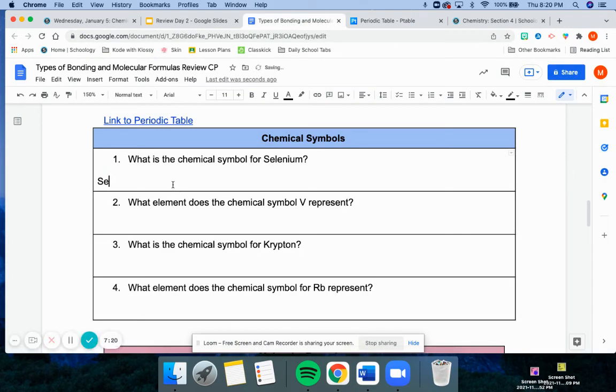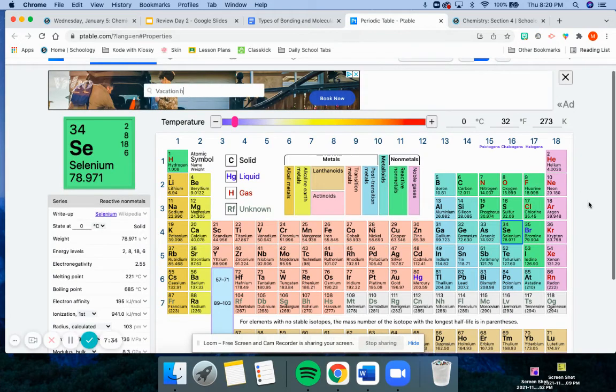Okay, right here, Se. Remember to capitalize the S and make sure that the E is lowercased. I also could have gone the other direction though. If I was given the chemical symbol as Se and asked what element that represents, I could have looked for Se on the periodic table and found the element name underneath.